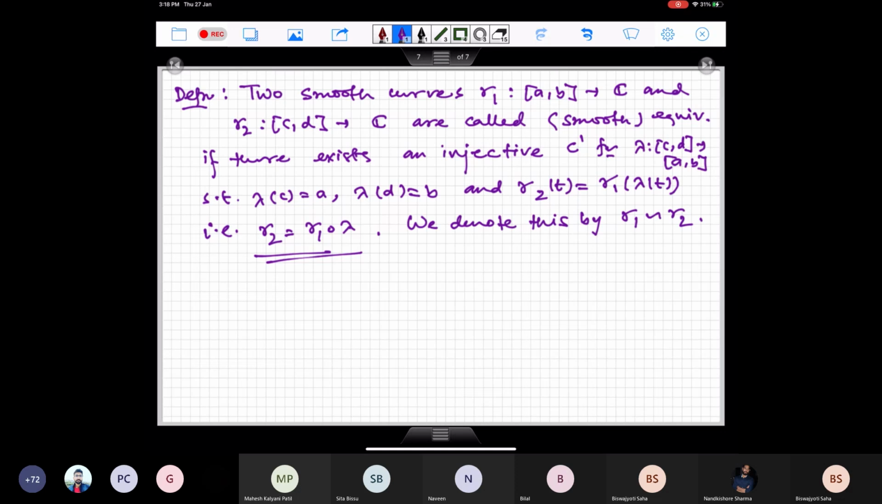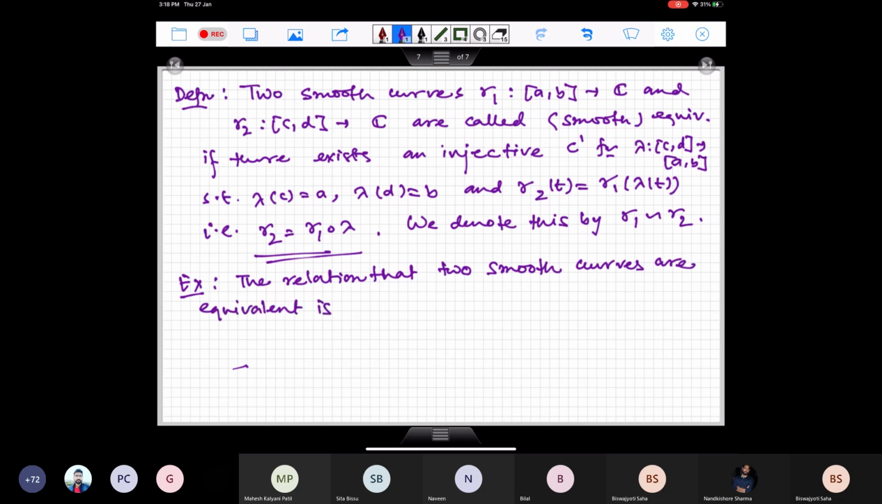Okay, so this is something which I will leave to you to prove as an exercise: the relation that two smooth curves are equivalent is an equivalence relation.